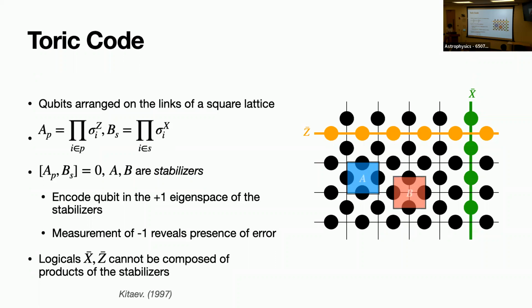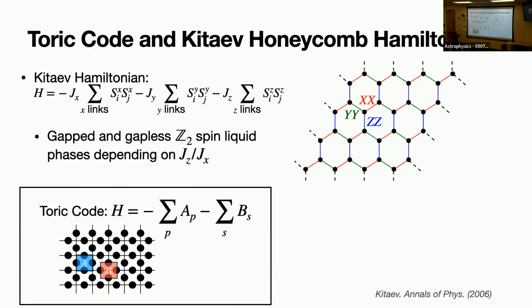I want to point to a comparison between the toric code and the honeycomb model that we studied. They both have interesting Hamiltonian forms, both formulated by Kitaev. In the honeycomb model, if we take the Hamiltonian, which is composed of the sum of each of these Ising-type interactions on the lattice, depending on the strengths of each of these interactions, we can tune between either a gapped or a gapless Z2 spin liquid phase. The analogous toric code Hamiltonian, which is the sum of these local A and B operators, is actually also a Z2 spin liquid phase.